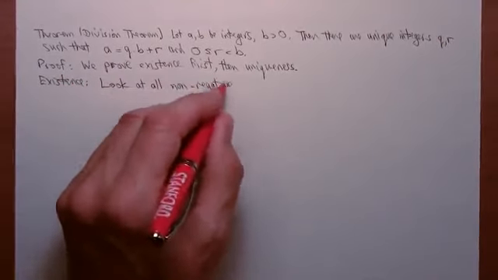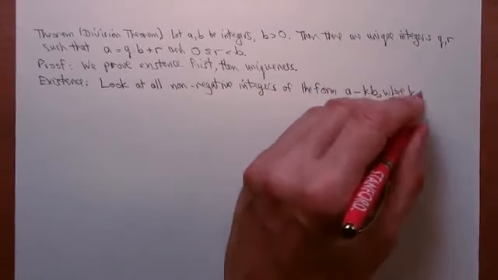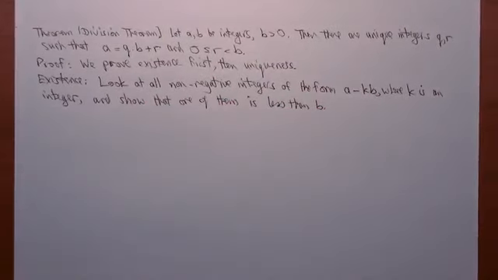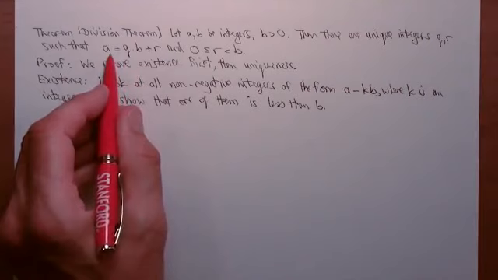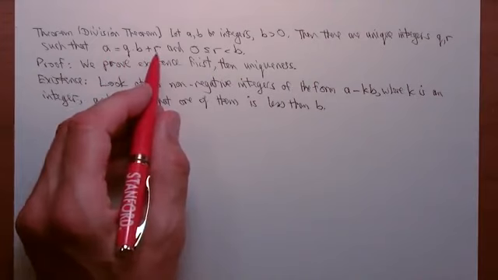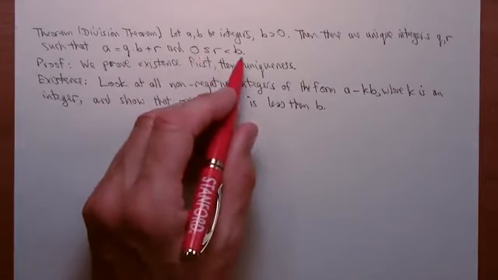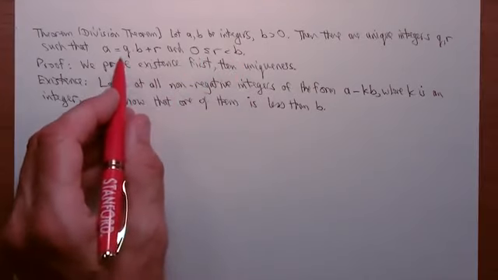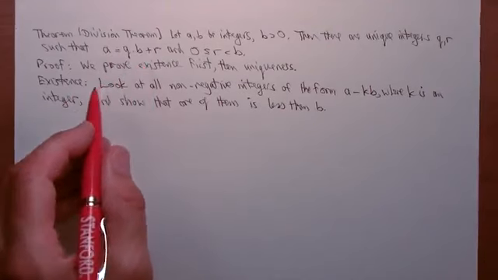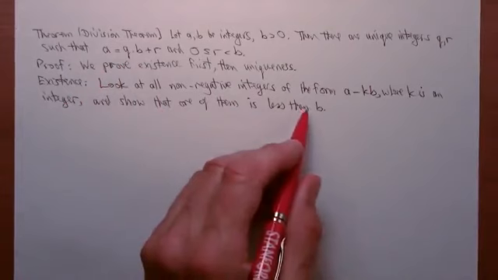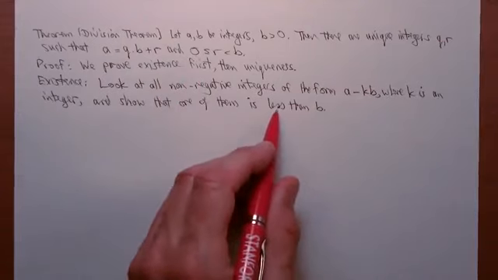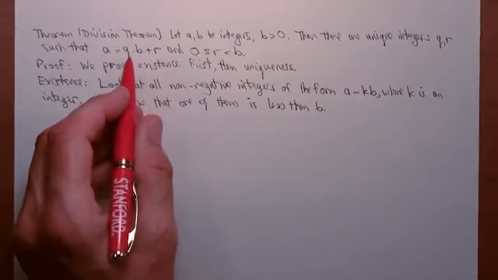Well, look at all non-negative integers of the form a minus kb, where k is an integer, and show that one of them is less than b. What the theorem says is that among the integers a minus qb, namely the integers r, there is one with r between 0 and b. So I'm going to look at all possible candidates for a minus kb, or a minus qb if you like, and I'm going to show that among those candidates, one of them satisfies that condition. And the k for which it satisfies that condition will be the q that I'll take for the theorem.